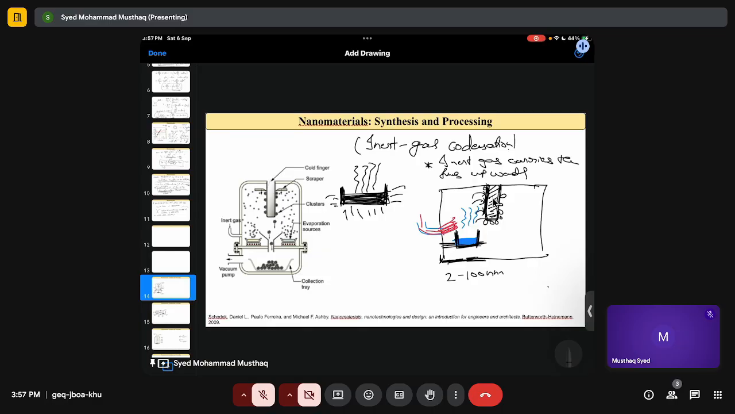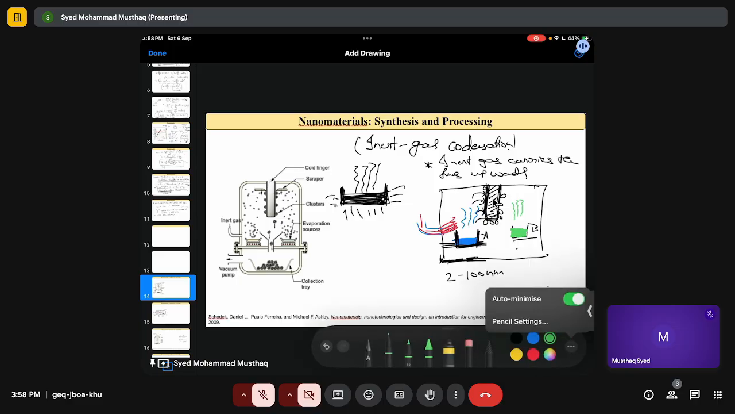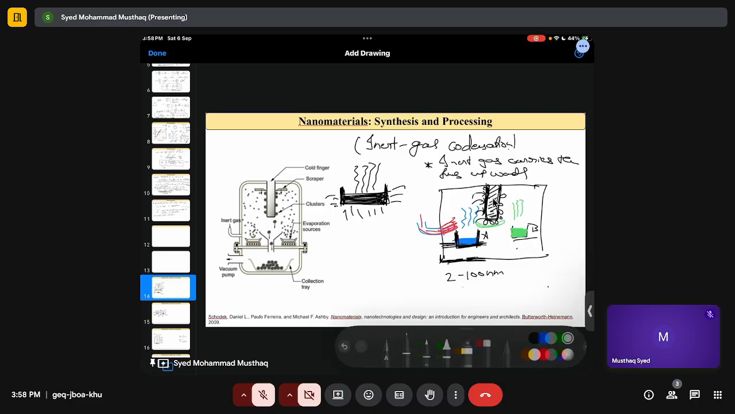So how do you make alloy particles? You make an alloy by melting one metal, A, here, and melting B here. Both the fumes will get carried upward. They will mix at some point here, and then they will get deposited. Like that, we can form alloys.